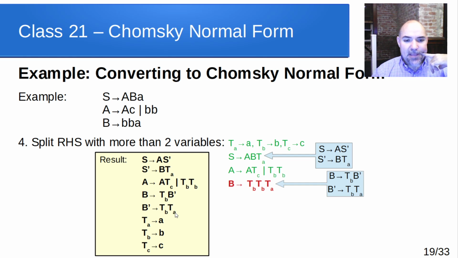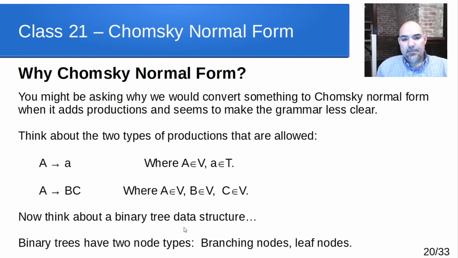And now if you look at all of the productions in this grammar, they all are now in one of those two forms. Variable, two variables. Variable, two variables. Variable, two variables, and so forth. Or then we get down here: variable, terminal, variable, terminal, variable, terminal. These are always single terminals. So now we have that, and it's in Chomsky normal form.